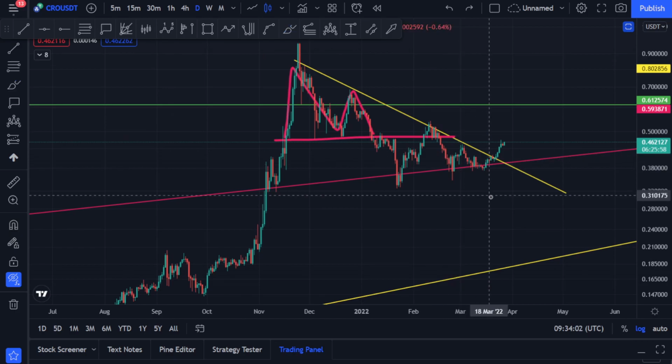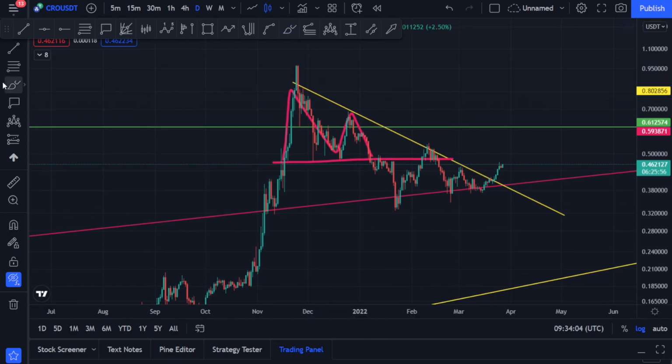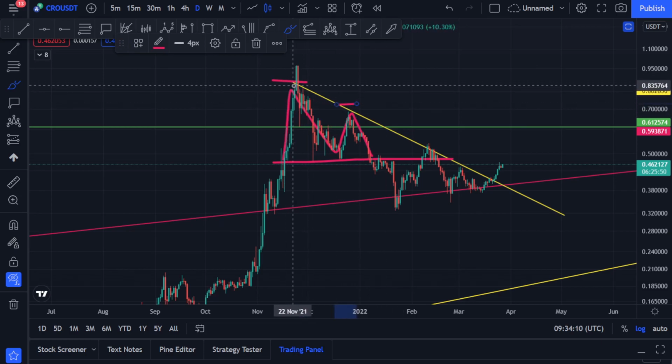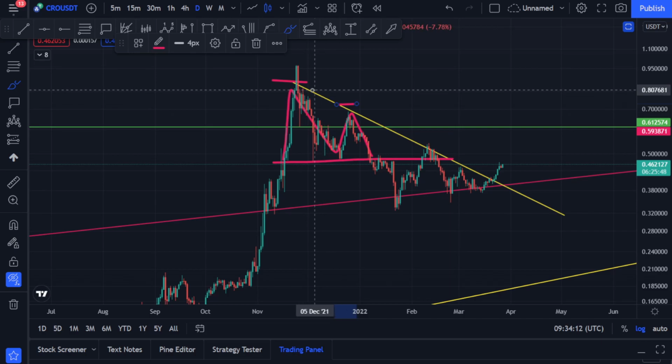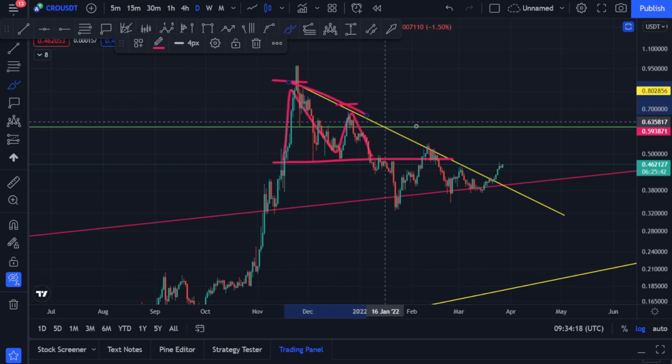Same way over here, you can see it was making lower highs formation. Whenever it makes a lower highs formation, it is a bearish indication that price is going to move towards the downside.